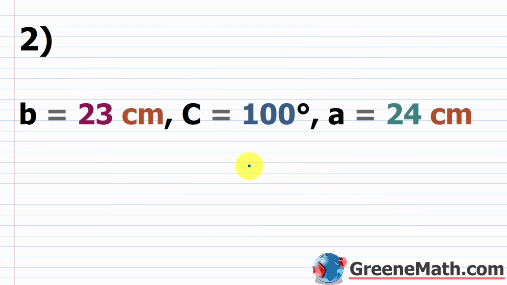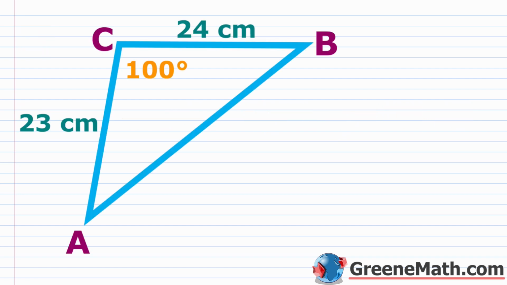All right, let's take a look at problem number 2. So here we have the length of side B, that's 23 centimeters, and then we have our angle C, the measure is 100 degrees, and then the length of side A, that's 24 centimeters. So again, I recommend making a sketch, and you can see you have side, angle, side. So we're going to use our law of cosines.